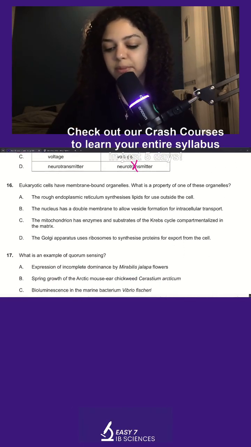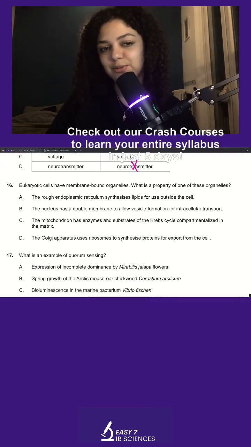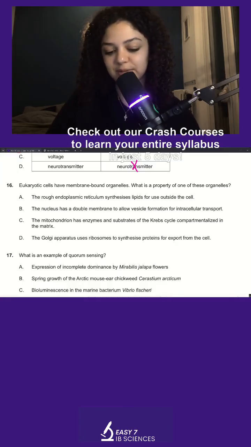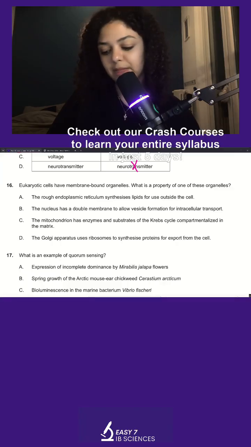Eukaryotic cells have membrane-bound organelles. What is the property of one of these organelles? A: The rough endoplasmic reticulum synthesizes lipids for use outside the cell. B: The nucleus has a double membrane to allow vesicle formation for intracellular transport. C: The mitochondria has enzymes and substrates for the Krebs cycle compartmentalized in the matrix. D: The Golgi apparatus uses ribosomes to synthesize proteins for export from the cell.